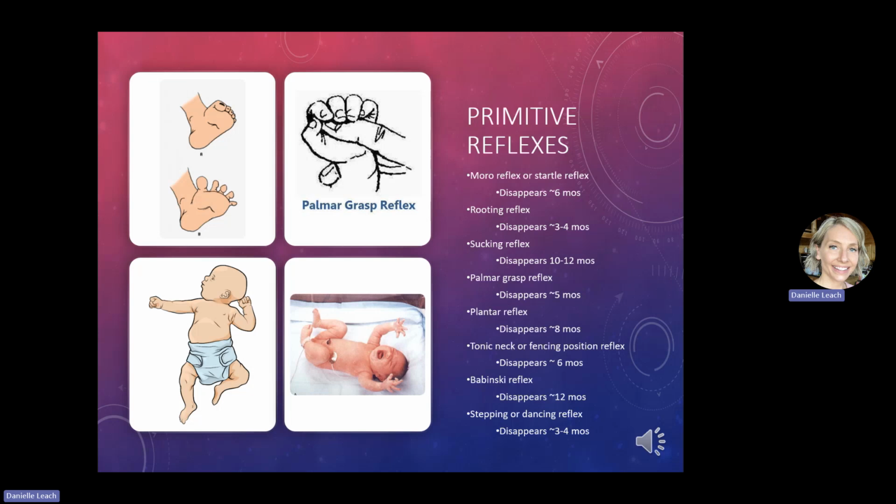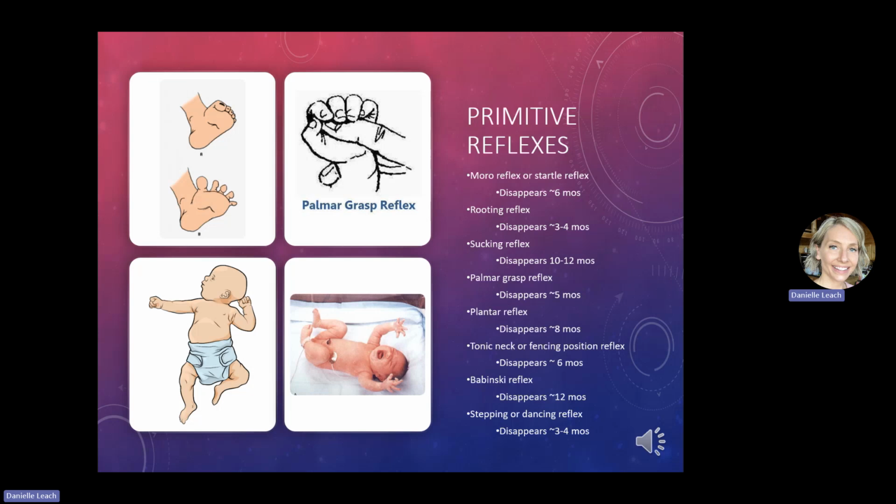You can elicit this reflex by gently lowering the baby's head, and sometimes loud sounds will also startle the baby. When this happens, the baby makes a C shape with their hands, and they have their arms in the air, and they look scared, and they may cry. This reflex usually disappears around 6 months of age.